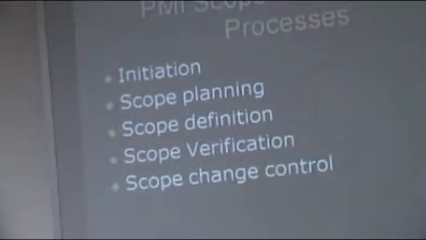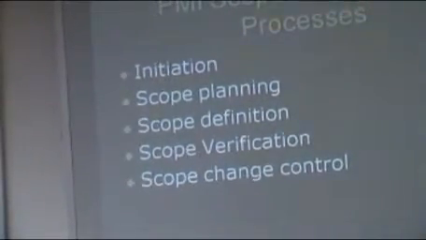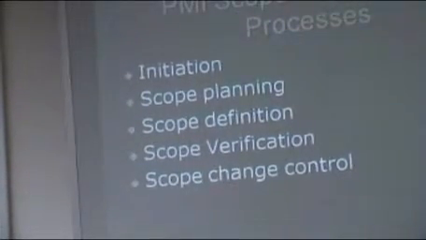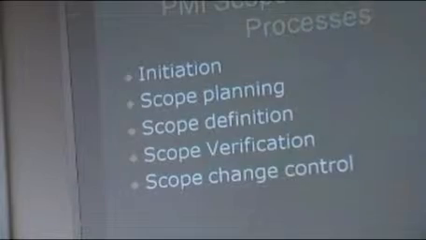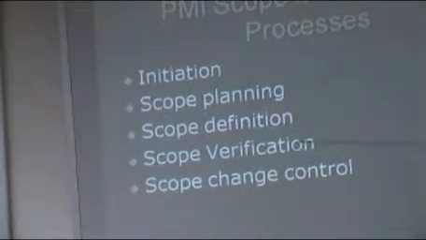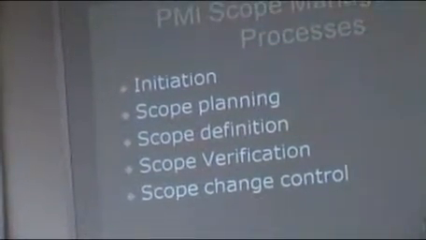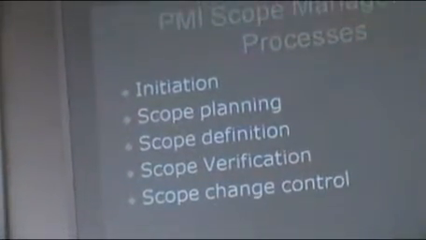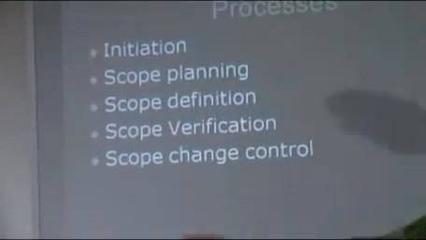And scope planning takes place in the planning process. And definition takes place also in the planning process, and then verification and scope change control. Verification happens during the execution process, and the scope change control happens during the change control process. When you verify the scope, you verify that the deliverables have been delivered as per specification. So that is the PMI, Project Management Institute, Scope Management Process.